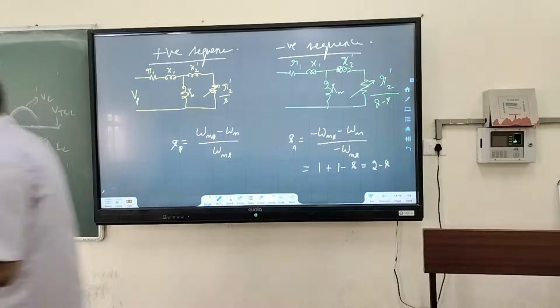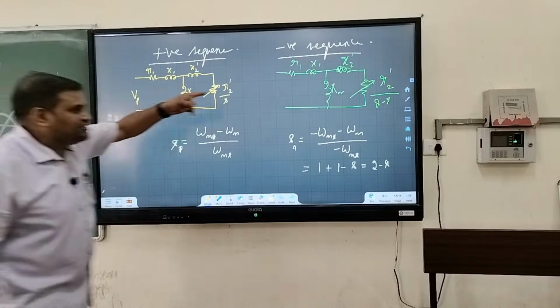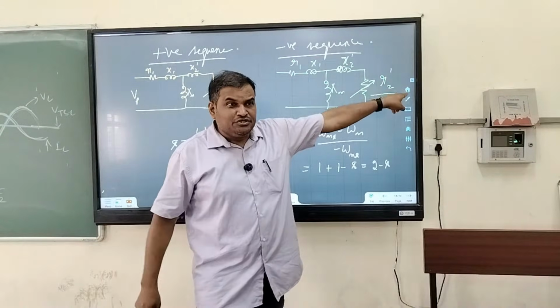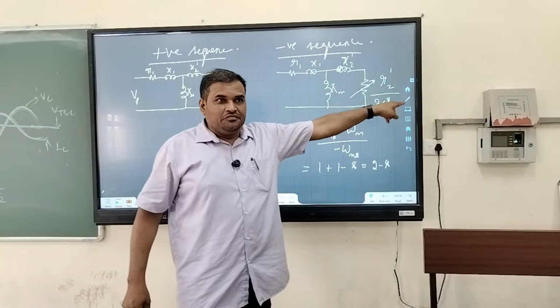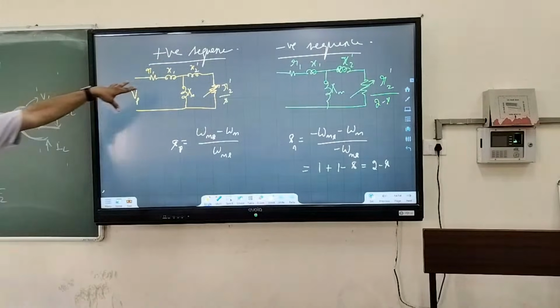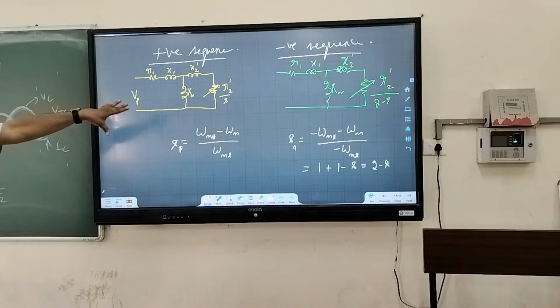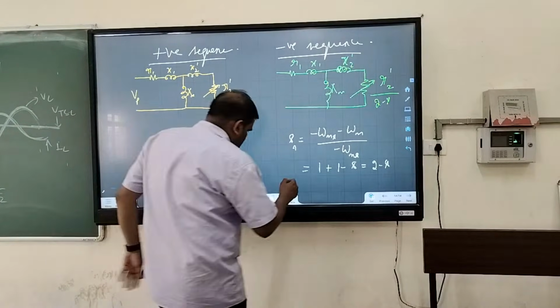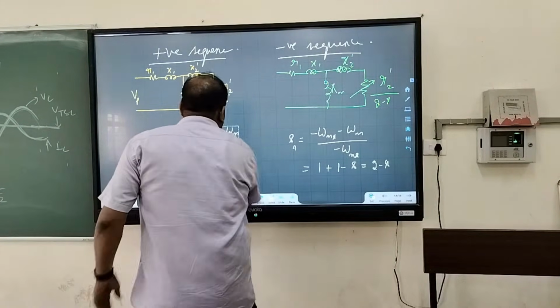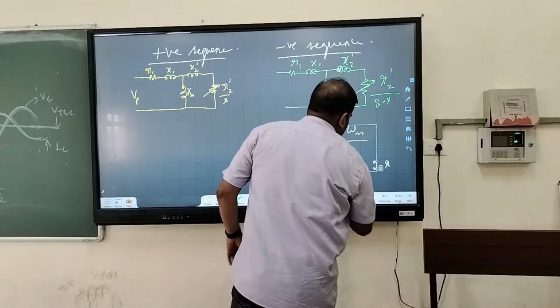Clear? For the negative sequence, the equivalent circuit's only difference is that here I am getting 2 minus s. Rest of the things are as it is. Is it okay? So this is not required anymore. You understand?